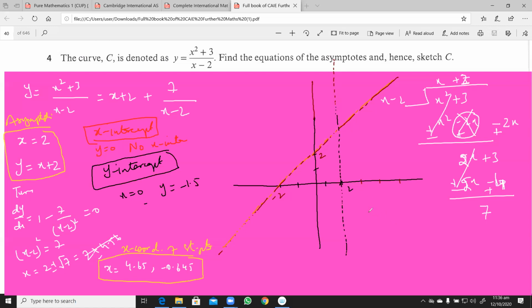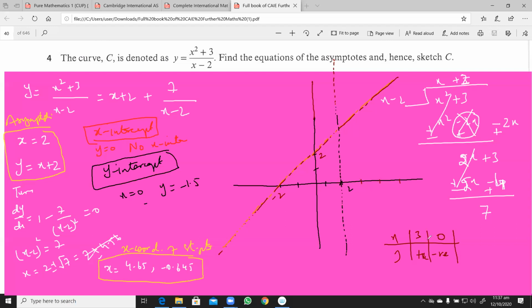Now tell me quickly, let's have a table over here. This is X, this is Y. I take 3 over here. You have to tell me if it is positive or negative. And I take 0 over here, before and after this asymptote. So tell me, when I put 3 over here, this is going to be positive. When I put 0 here, this is going to be negative.